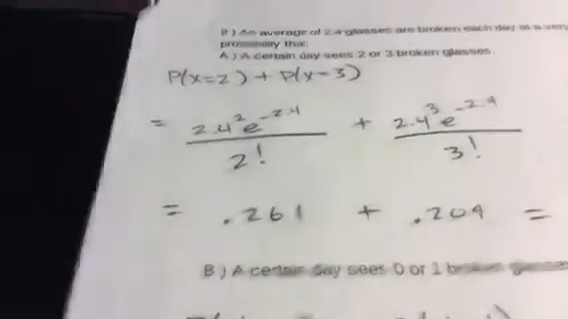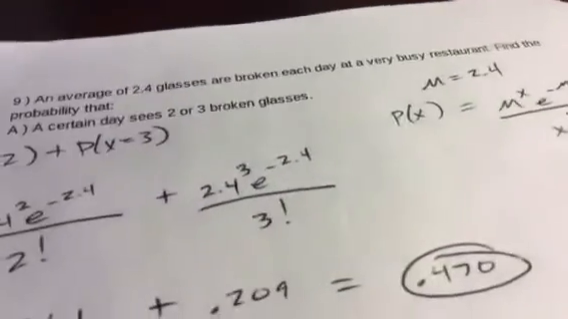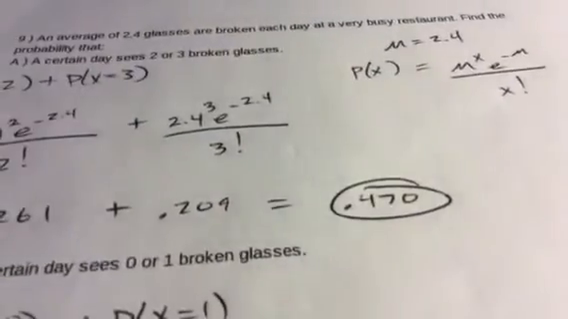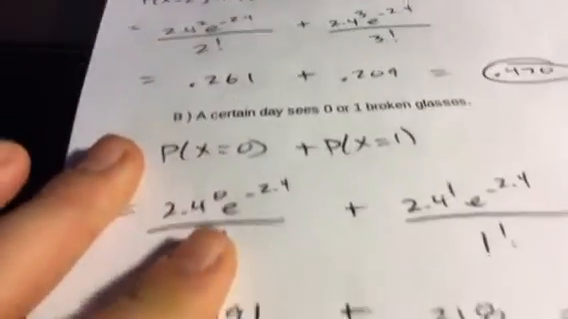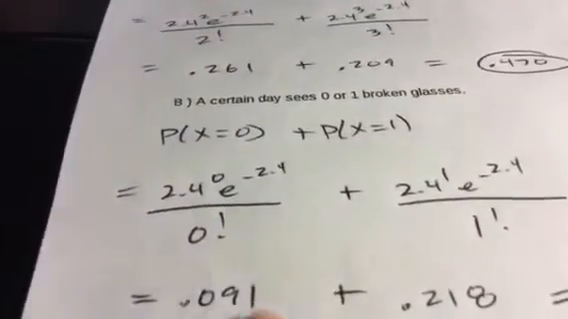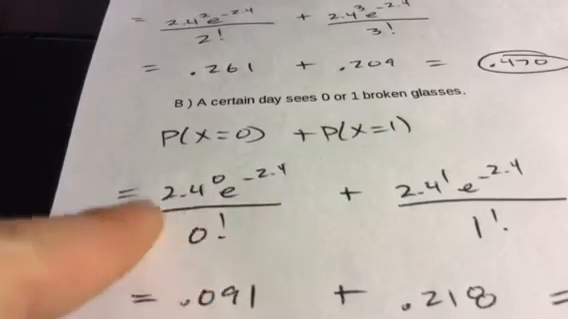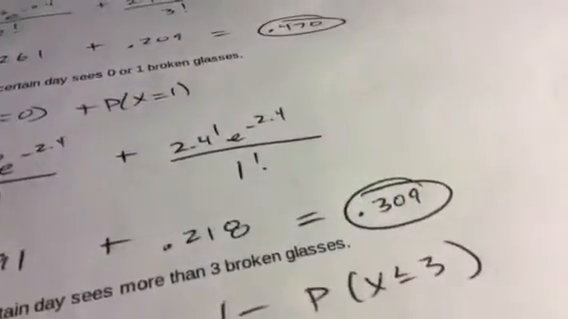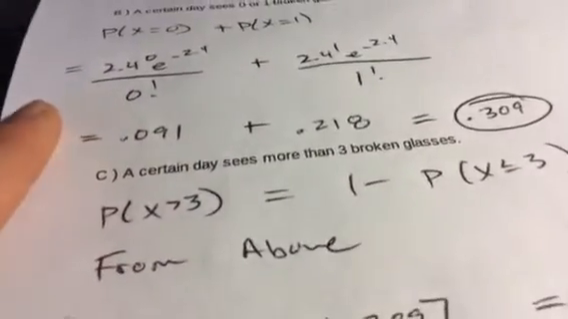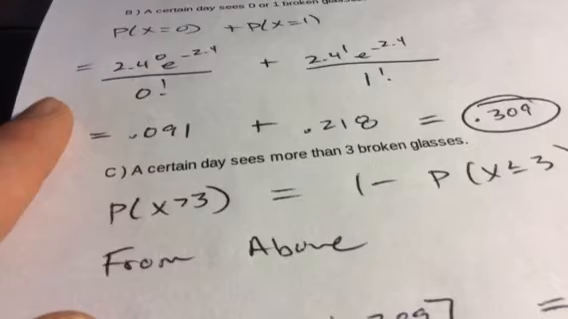X is a broken glass. I forgot to write that down. X equals broken glass. Write that down. Add them up. There we go. Now 0 or 1 broken glasses. Really, you're just taking e to the negative 2.4, because that's 1. That is 1. There we go. And a certain day sees more than 3 broken glasses.